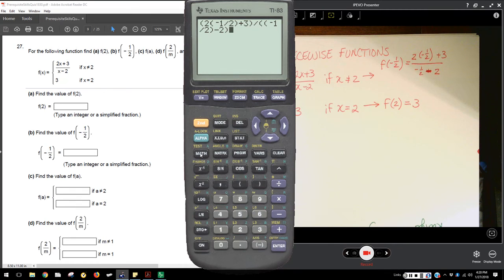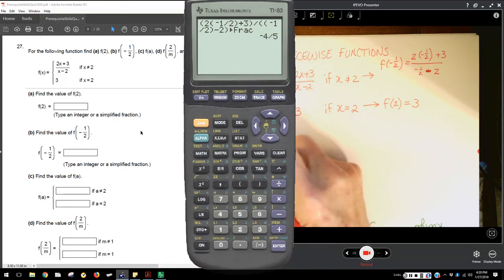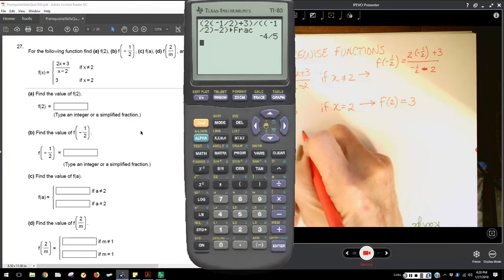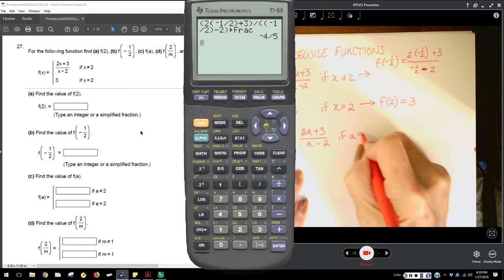And I want it to give me the answer as a fraction because I have an ugly feeling it might come out to be a fraction. And it says the answer is negative 4/5. So there you go. Part C is a little more trouble because Part C says find f of A. f of A is equal to 2A plus 3 over A minus 2 if A doesn't take on the value 2.